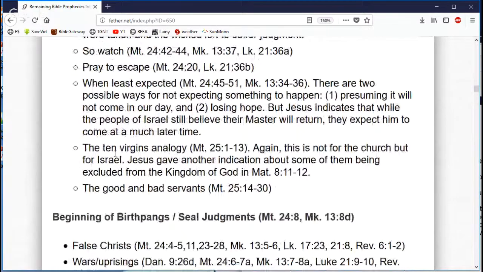The 10 virgins analogy you've heard of, in my opinion, applies only to Israel. It does not apply to the church. We are never portrayed as bridesmaids. So, again, he was not talking about the church there. This is that whole section, and he's in Matthew 25. That's also where you find the sheep and goat judgments.